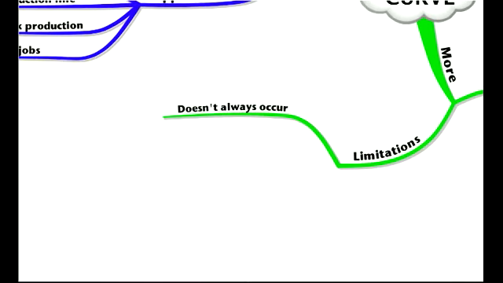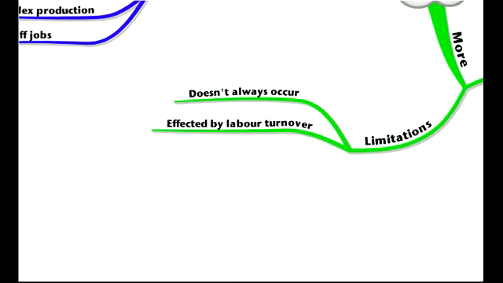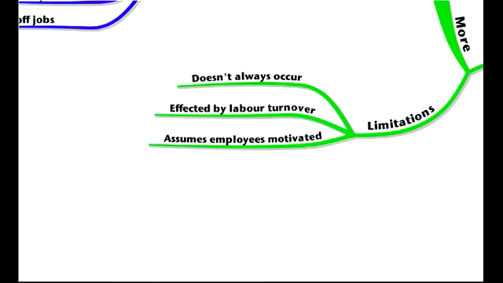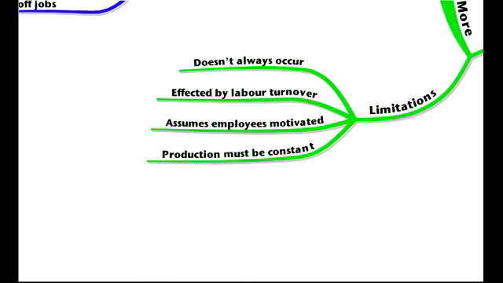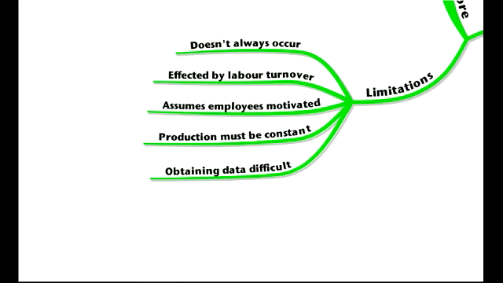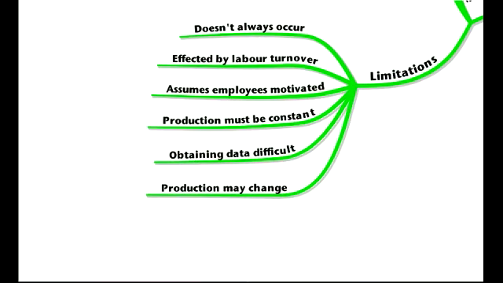Limitations of the learning curve, well, it may not always occur. It will be affected by labour turnover because if you're bringing in new employees, they'll have to start learning all over again. It assumes that employees are motivated to learn. If they're not motivated, they won't learn, they won't put in the effort, and your labour time will not come down. Production must be constant because if you're splitting and stopping production, people will forget what they've learnt. And obtaining the data to assess this may be difficult, so do be aware of that. Also, production may change, and if you do change production, you'll go right back to the start again. You'll not be able to apply the learning curve that you have been.